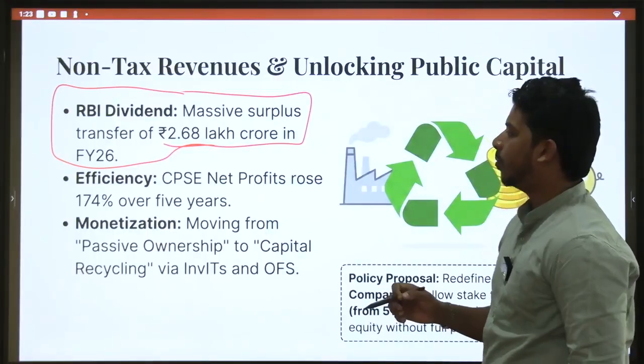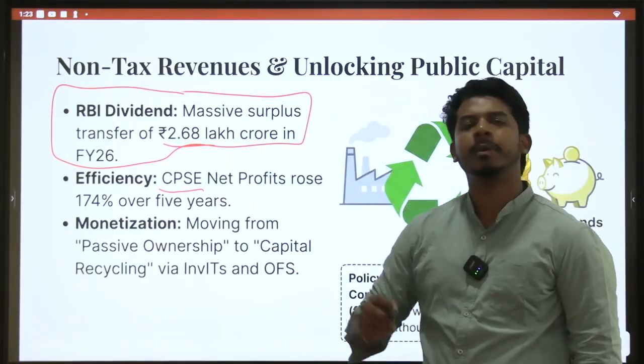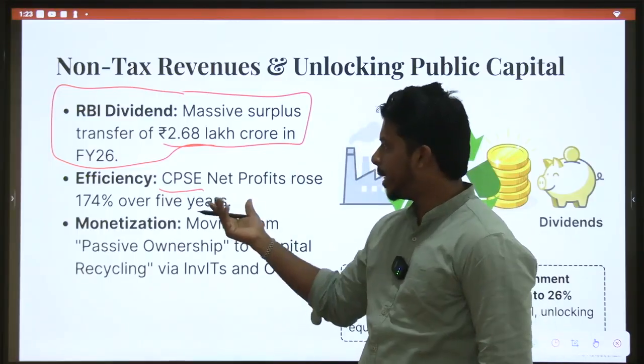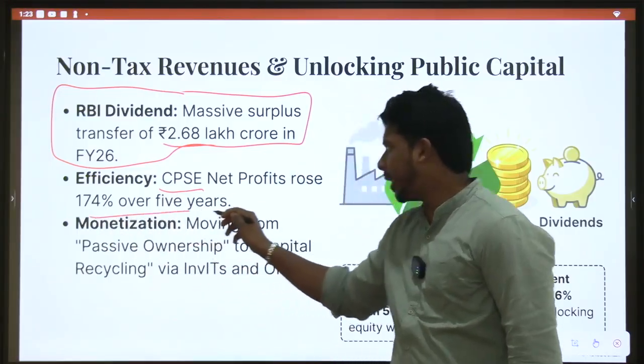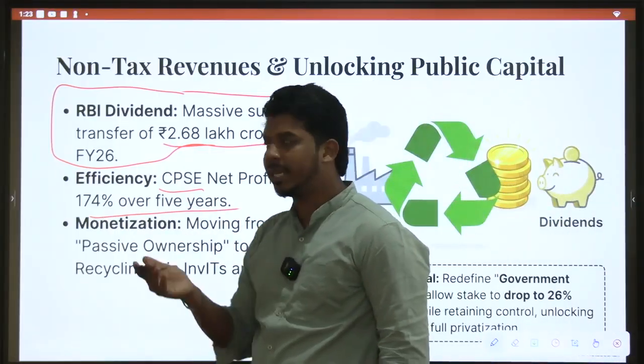Okay, and all the central public sector enterprises, all the public sector units, are seeing so much profit over the years. So that is how the revenue of the government of India is increasing.